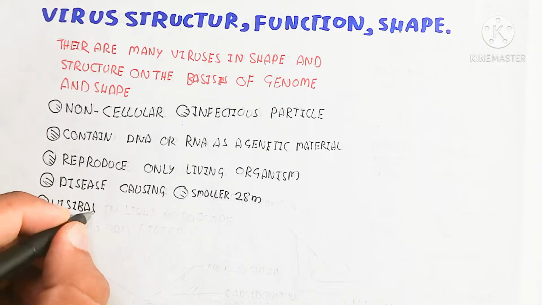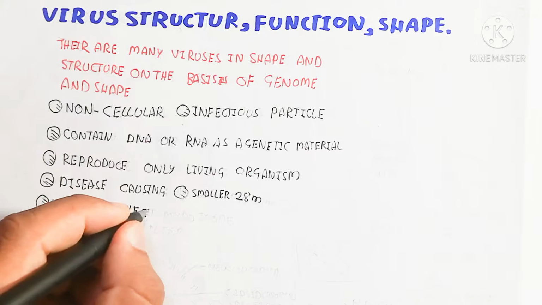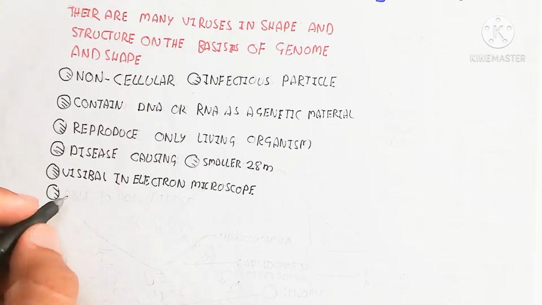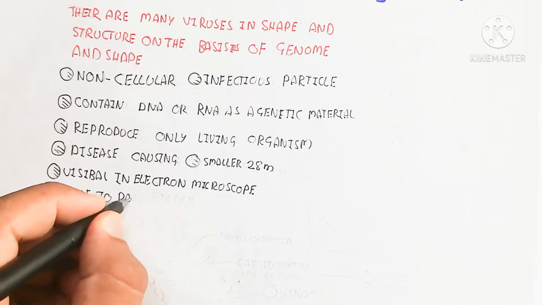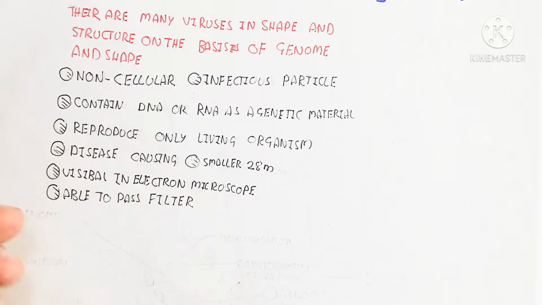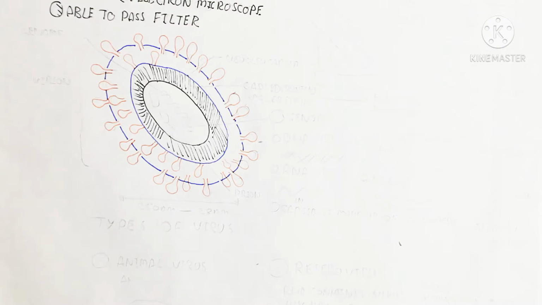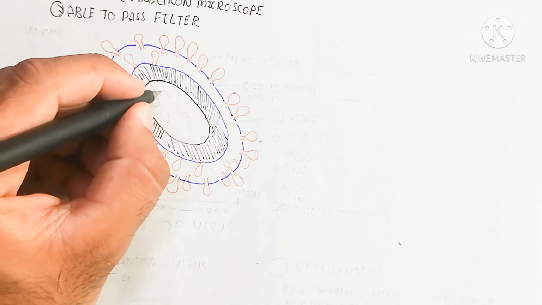The disease-causing agent is small, about 28 nanometers, while larger viruses can be 250 nanometers. It is visible under the electron microscope and is able to pass through filters.